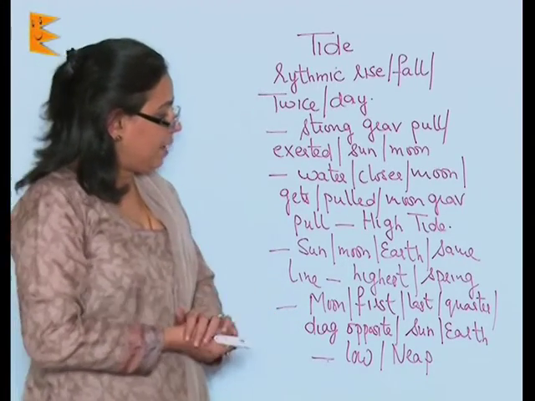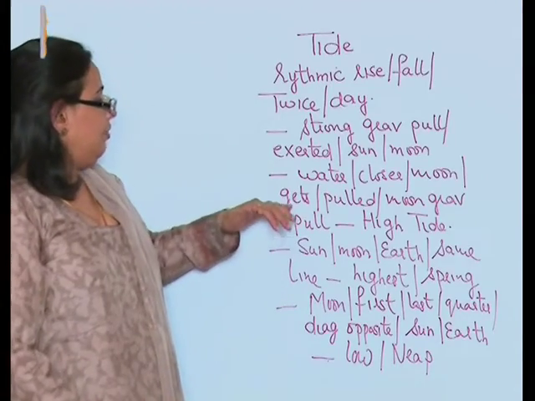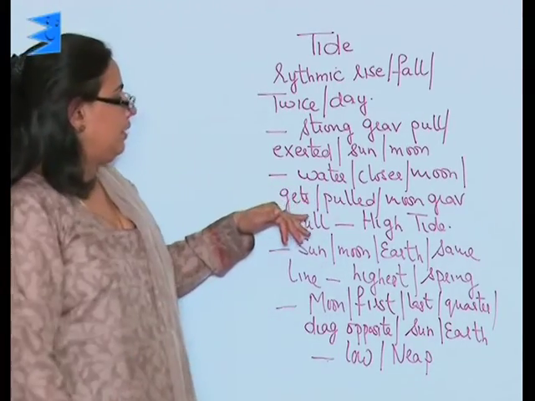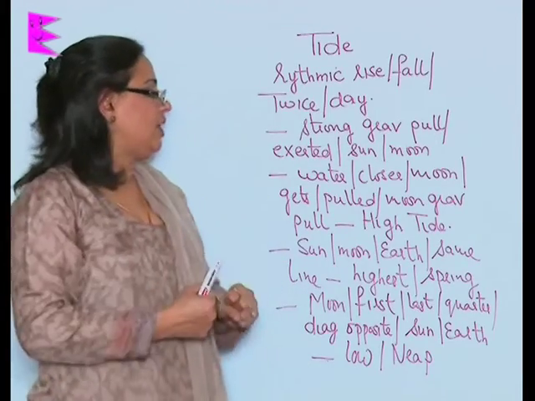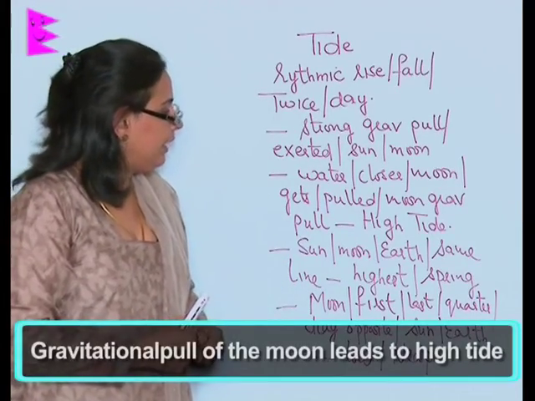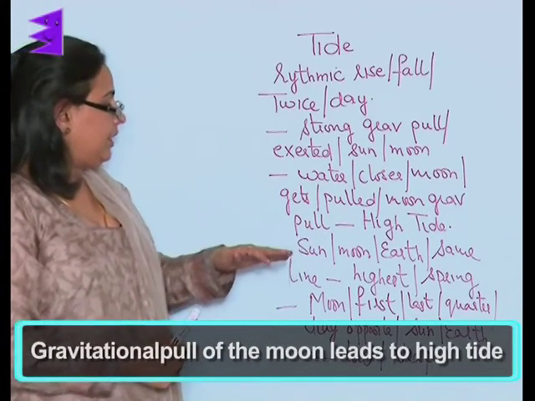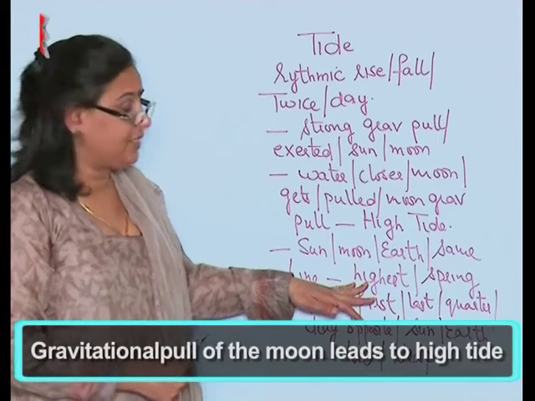But now we are going to read about the high tide and the low tide. How do they occur? When the water which is closer to the moon gets pulled, this gravitational pull of the moon leads to the high tide. What about the highest tides that we have? That is the spring tides that we have.